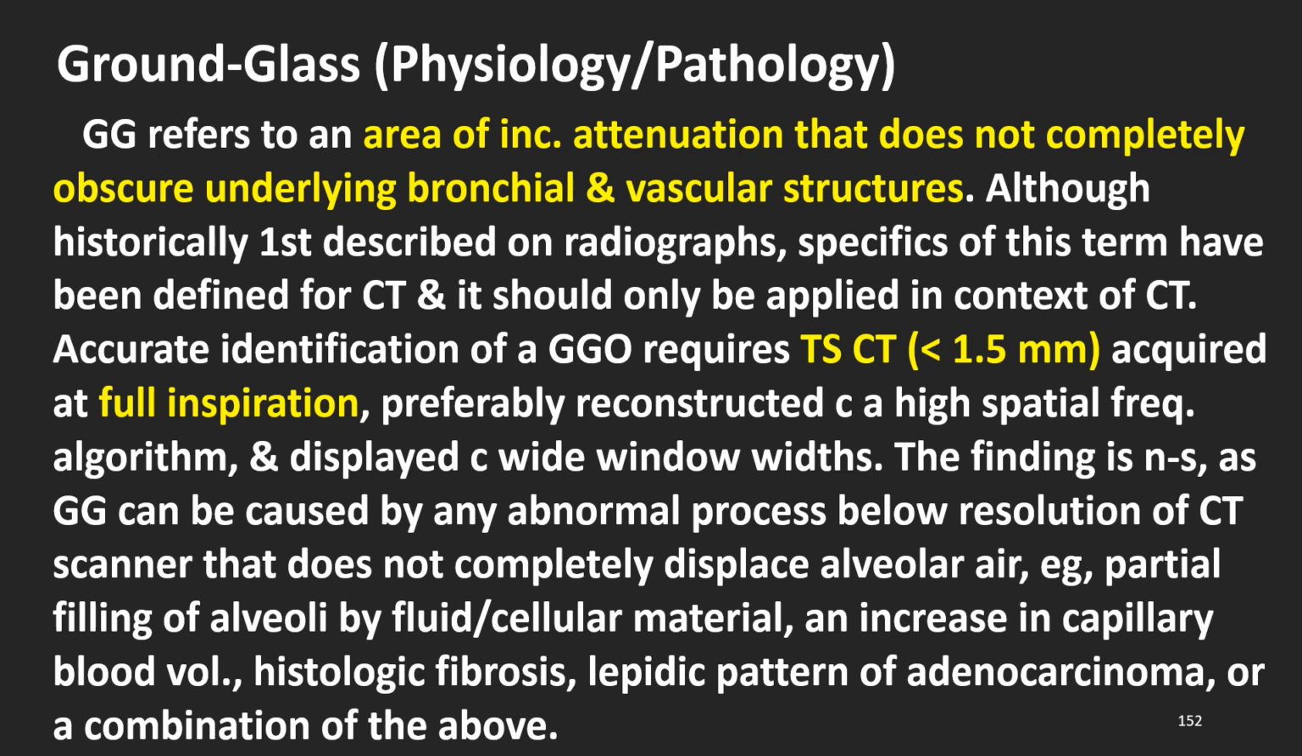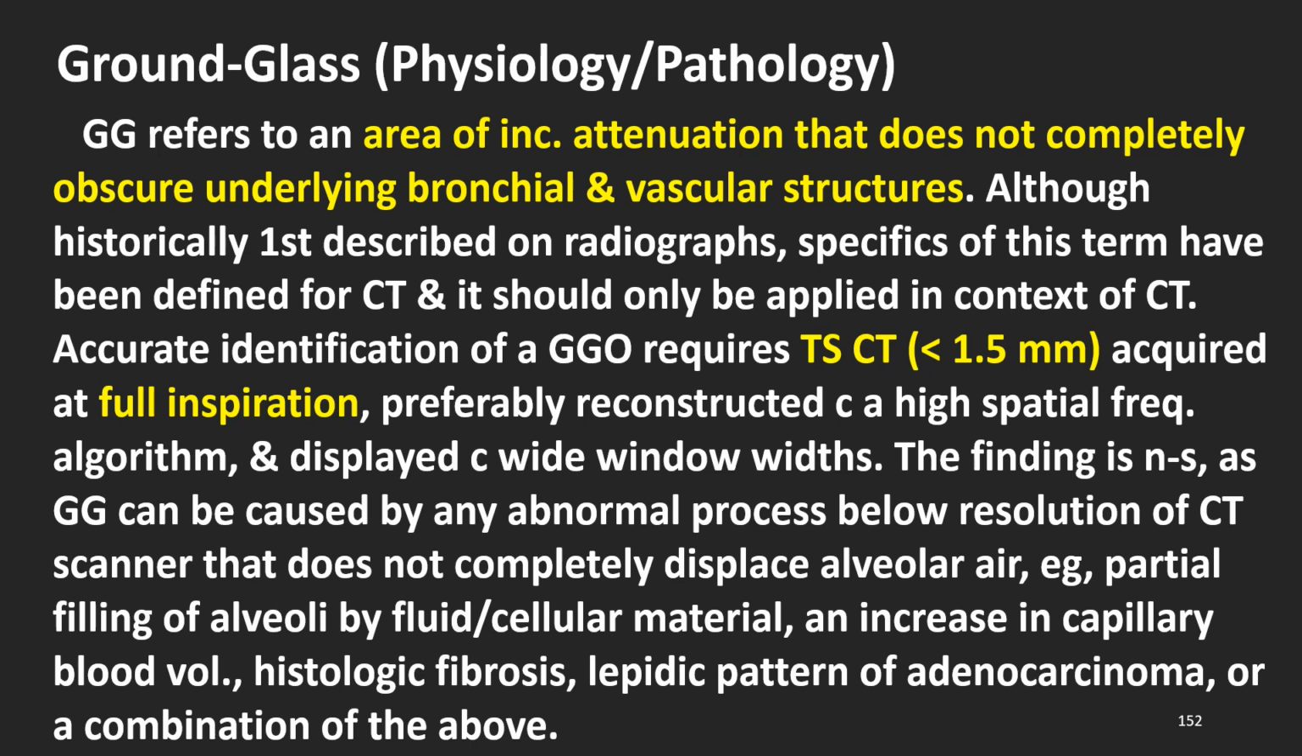Ground glass, physiology and pathology. Ground glass refers to an area of increased attenuation that does not completely obscure underlying bronchial and vascular structures. Although historically first described in radiographs, specifics of this term have been defined for CT, and it should only be applied in the context of CT.